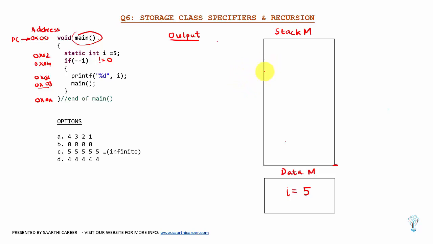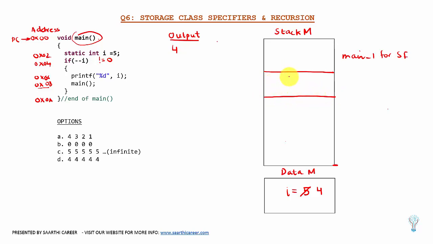So again, a stack frame is created for the first time when it sees the main function. Okay, so we will call it main1 stack frame. Now this I does not go onto the stack memory. So if of --I, this decrement changes this I to 4. Okay, so is 4 not equal to 0? Yes, 4 is not equal to 0. And it sees a print statement, it goes and prints 4. And now it sees a main function is called within itself.